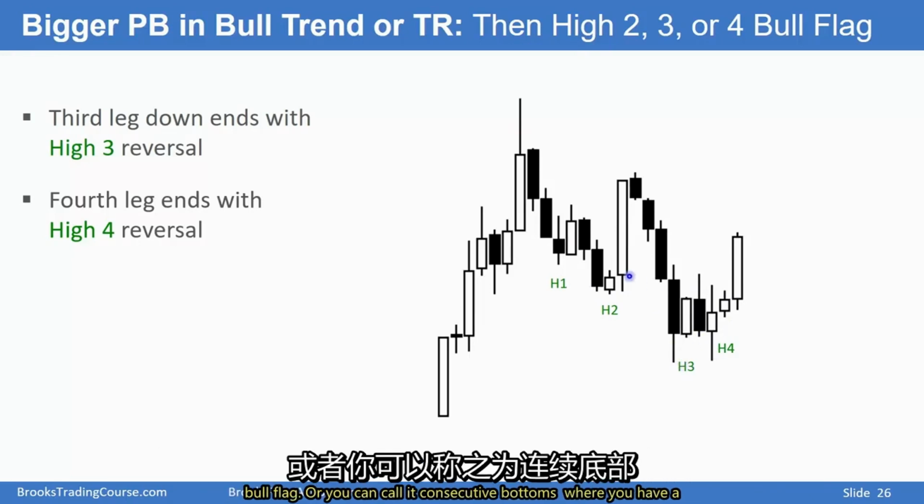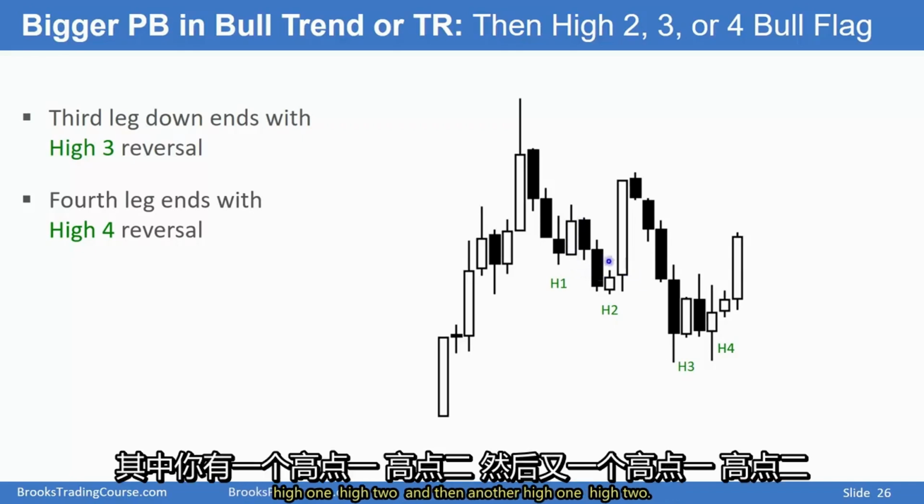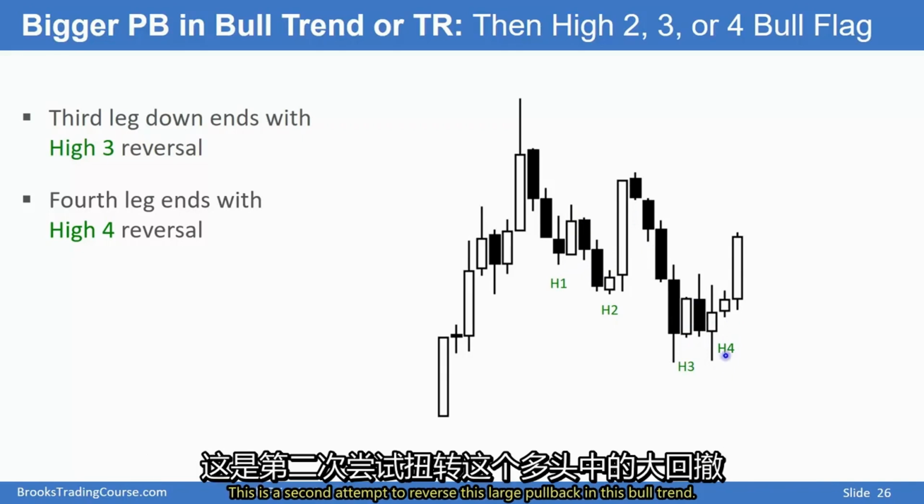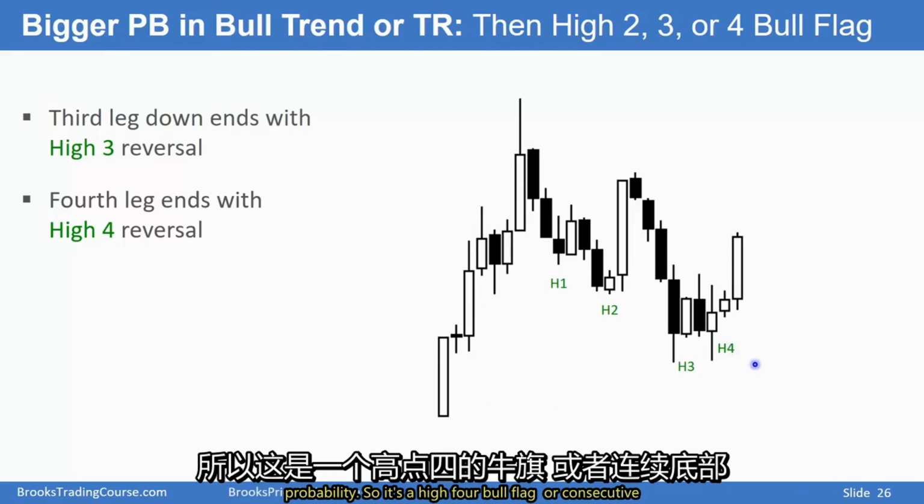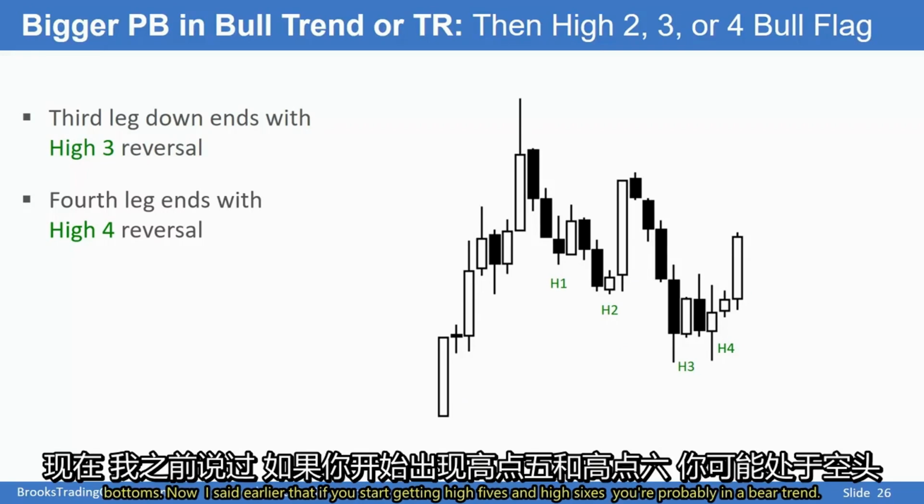Or you can call it consecutive bottoms, where you have a high 1, high 2, and then another high 1, high 2. This is a second attempt to reverse this large pullback in this bull trend. And second attempts usually are higher probability. So it's a high 4 bull flag or consecutive bottoms.